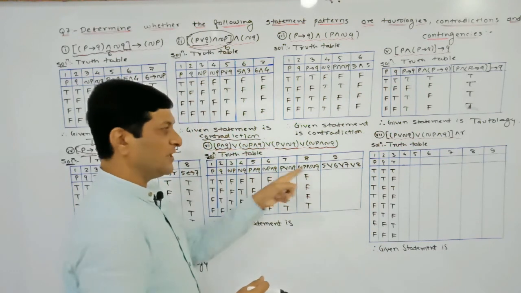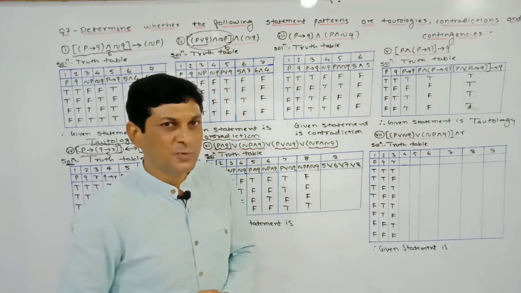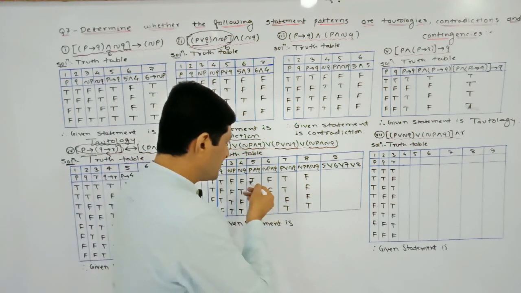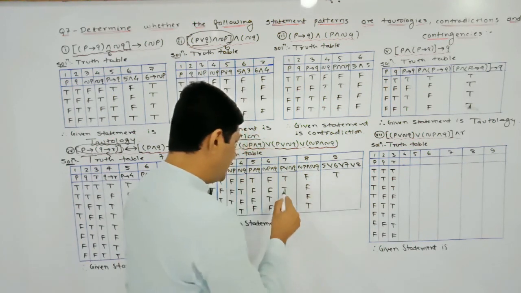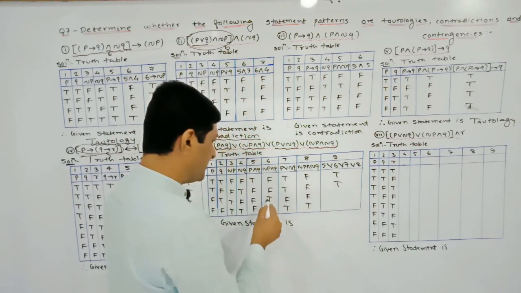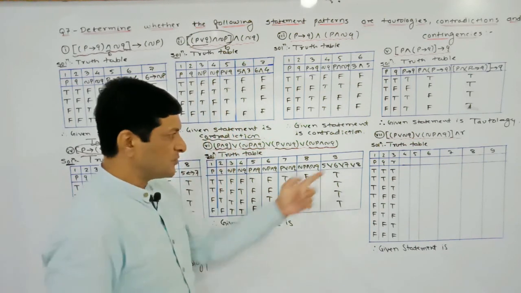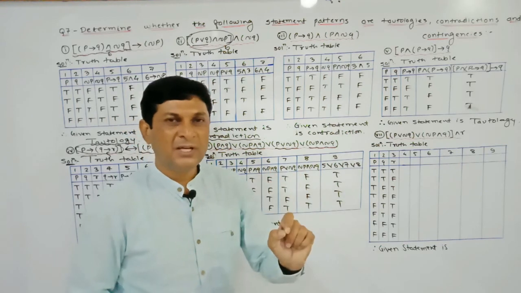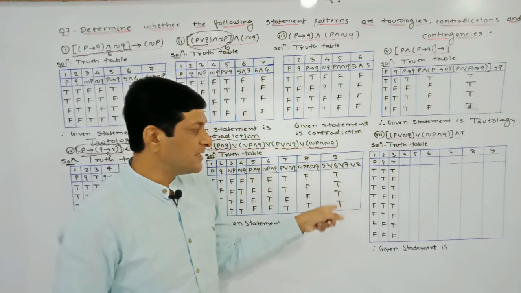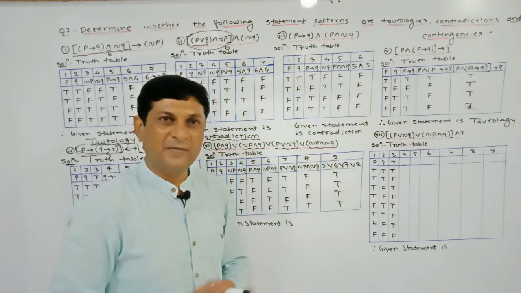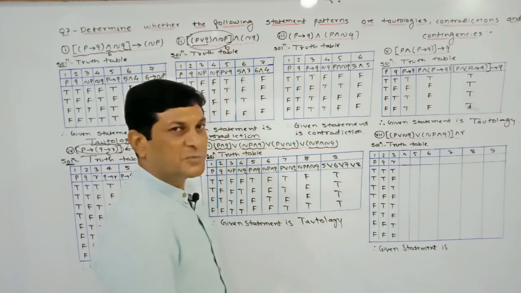Means these 4 statements we have to connect by or, and in case of or, if at least one statement is true, or will be true. So observe the truth here, at least one T appears. Yes, here T appears, so it will be true. Here also T appears, so it will be true. Here also T appears, so it will be true. Here T appears, so it will be true. If at least one of the 4 statements is true, or will be true, because we are connecting them by what? Or. And in this case we have proved that this statement is always true, and such statement is called as what? Tautology.